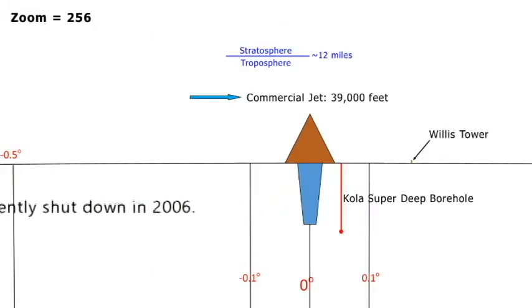Now we're going to start zooming out again. Now we're at zoom 256. You can still clearly see the Kola superdeep borehole. You can still see the Sears Tower. I put that back on here. There's no point in putting the Home Insurance Building, you're not going to see it. And the commercial jet. And you can also see where the top of the troposphere would be, the bottom of the stratosphere. That's what the line is there. And I'm going to add atmospheric layers as we zoom out.